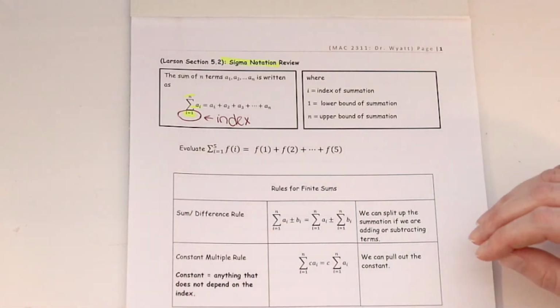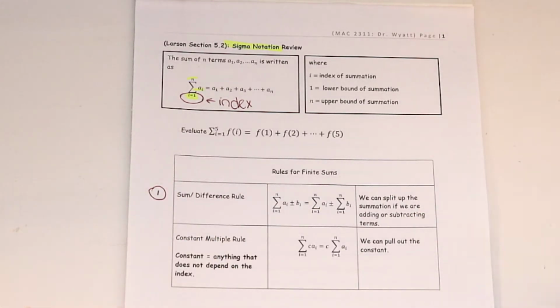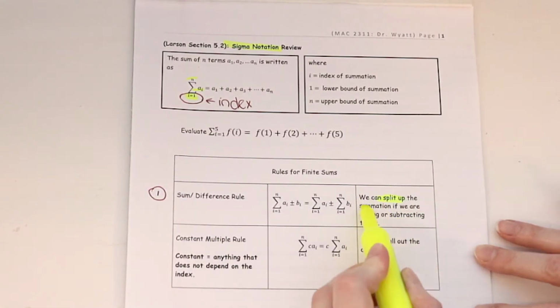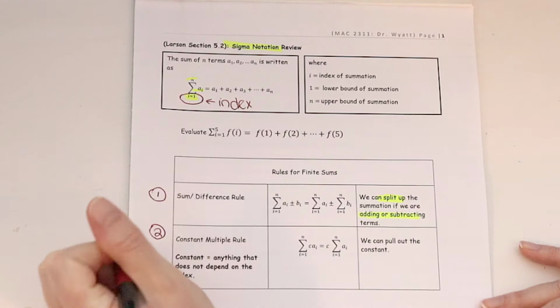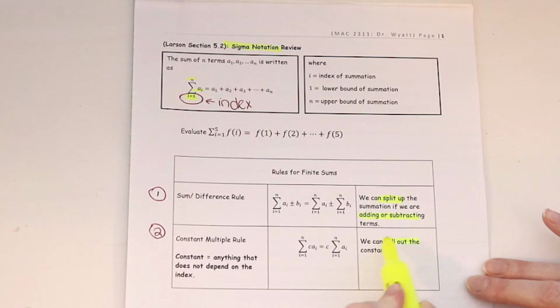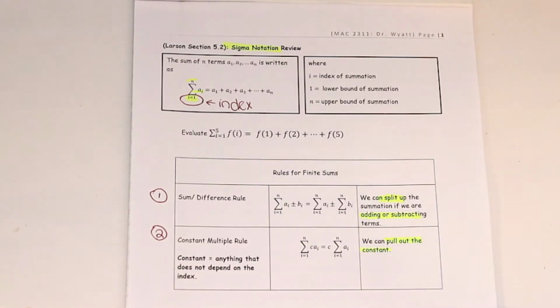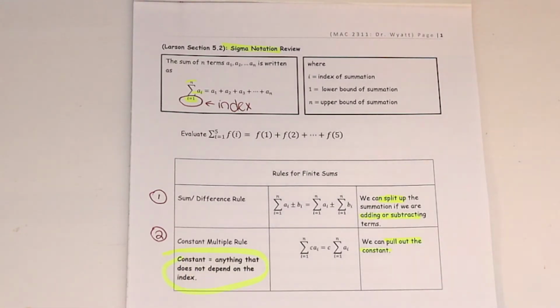Now, when you're looking at a finite sum, there are two key rules that we want to remember. The first is the sum and difference rule that says that we can split up a summation if we're adding and subtracting. And then the second rule is the constant multiple rule. We want to remember that that tells us that we can pull out the constant. When we're talking about a constant, it is going to be anything that does not depend on the index. So if you have anything that does not depend on the index, that is going to be a constant that you can pull out. So those are two key rules, sum and difference rule and constant multiple rule.